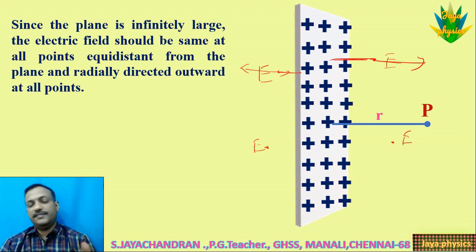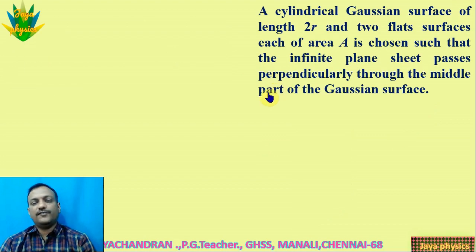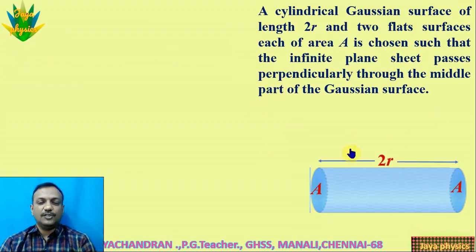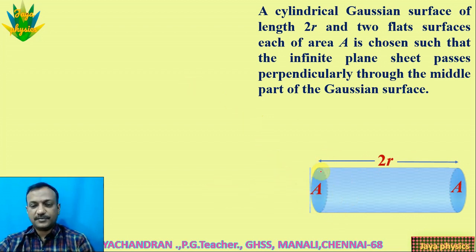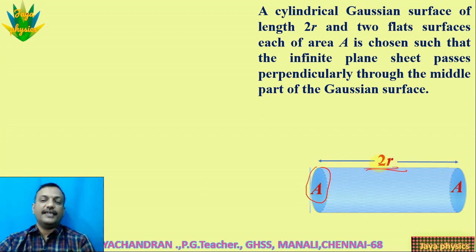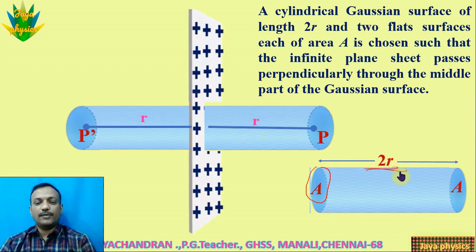We can use even a cube or a cuboid also, but we are going for a cylinder. So I am going to take a cylinder, with a cross-sectional area A. The length of the cylinder is 2R. Now I am going to insert this cylinder in the sheet.